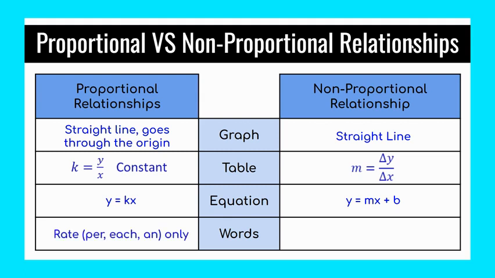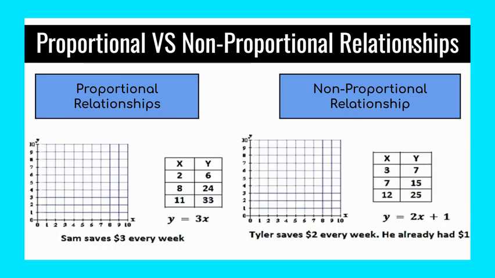So proportional only talks about the rate, so per, each, and, those are the words that tell you it's proportional. Non-proportional also has per, each, and, but they also have a starting amount. So anytime you have a fee or something to add on, or you use a coupon, meaning you subtract something, it's non-proportional. So let's look at some examples for this, okay?